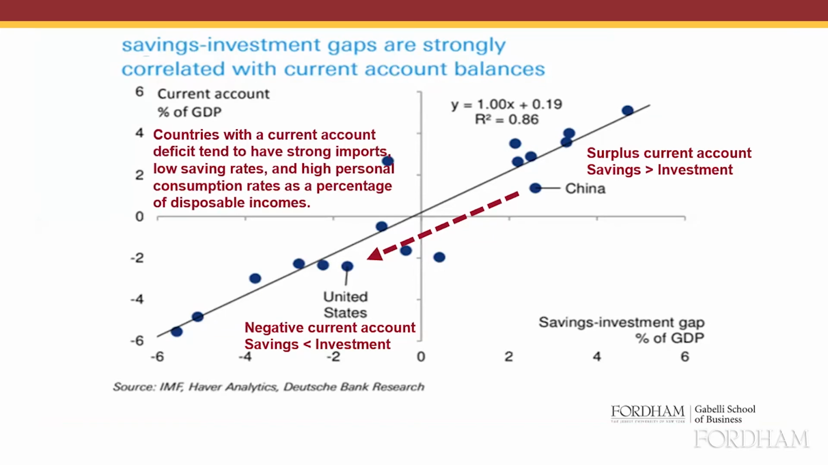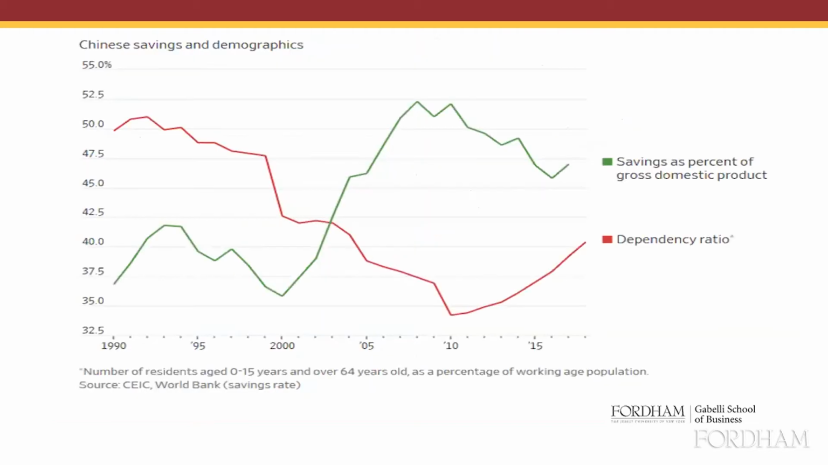Countries with current account deficit tend to have a strong import, low savings rate, and high personal consumption as a percentage of disposable income. We can describe this about the US. Can we use the same description about China for the future? Maybe it's already happening. Because as the Chinese dependency ratio rises, we see that savings as a percentage of gross domestic income has declined.